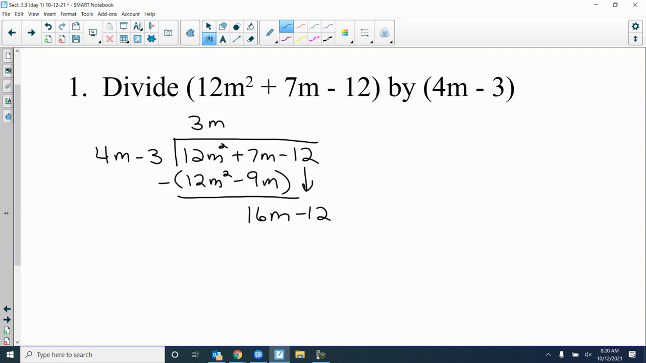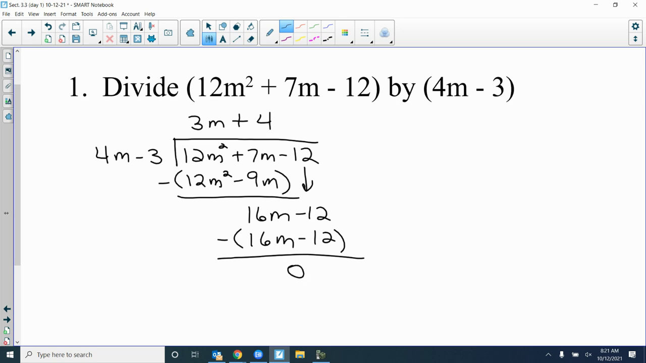It's going to be what? 4. Positive or negative? So you got to put a sign in between here. It's got to be a plus or minus, so plus 4. So 4 times 4 is 16m. 4 times negative 3 is minus 12. Subtract. And what does that whole thing give us? Ends up equaling what? 0, which is good.